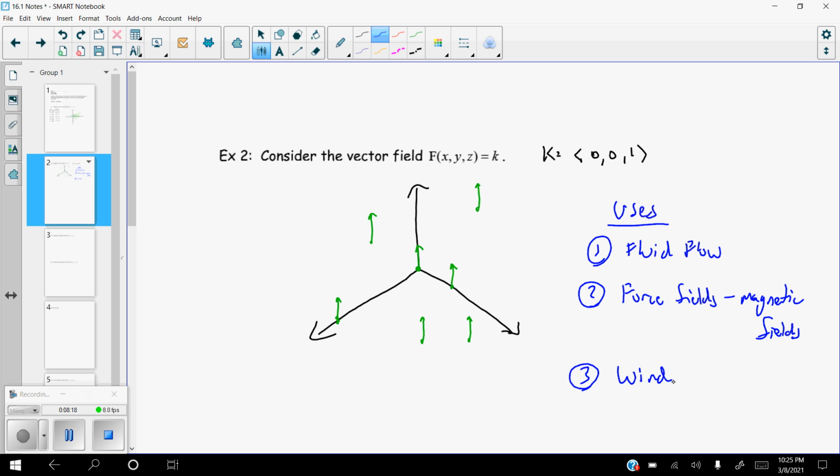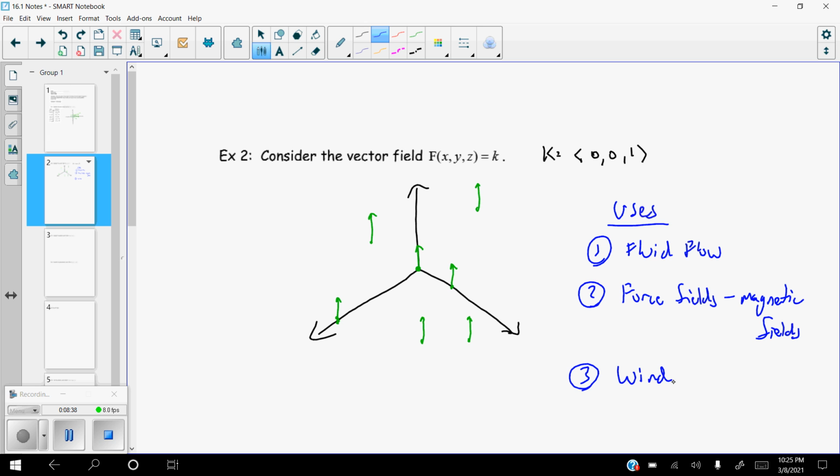So those are some of our uses. And then we're also going to be able to take this way into the future when we talk about flux. I know some of you have taken Physics C or are taking Physics C, and you've already dealt with flux. So we're going to be able to use vector fields to also describe stuff with flux, but that's not going to be until much later in the chapter.